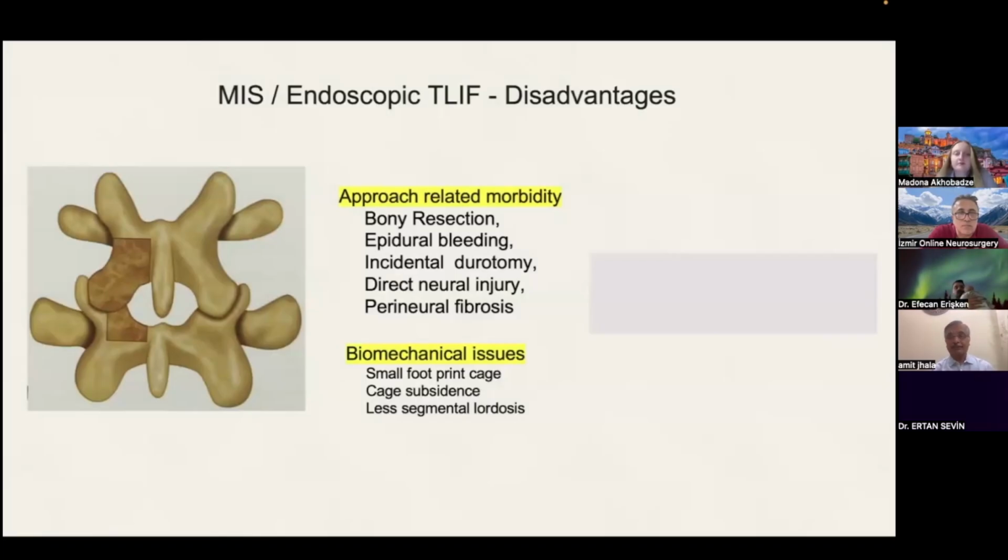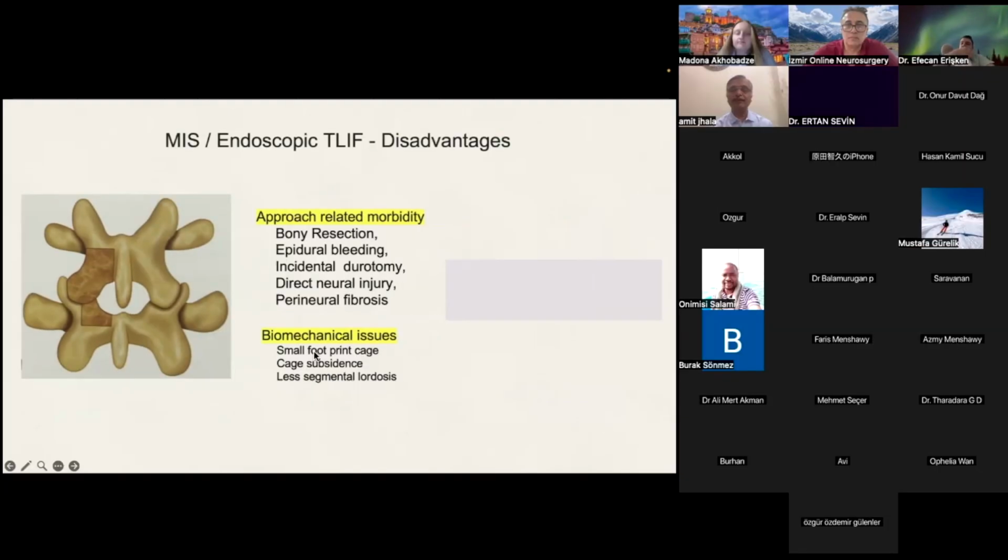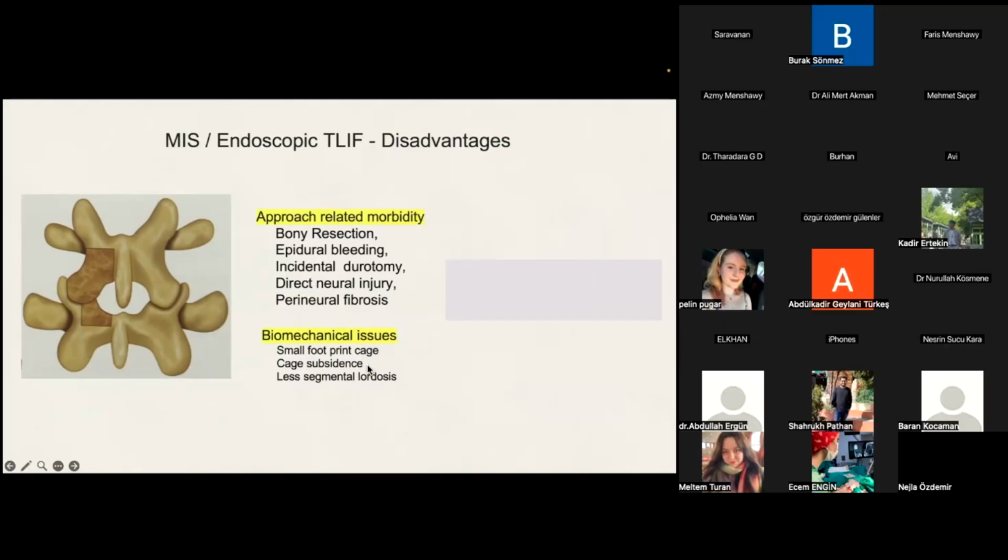What are the disadvantages? Now we come to the disadvantages of the TLIF procedure. There are approach-related morbidities: you have to do a bony resection, there is epidural bleeding, a chance of incidental durotomy, direct neural injury, and perineural fibrosis. So they are all complications. Whether you do MIS or endoscopic, these things remain the same, maybe with a slight difference in rates. Even the biomechanical issues remain the same. Like with a small footprint cage, the cage subsidence rate is going to be higher.